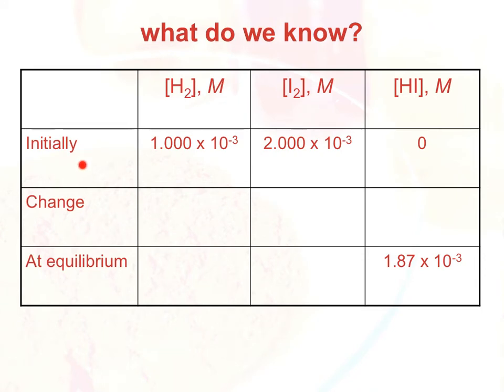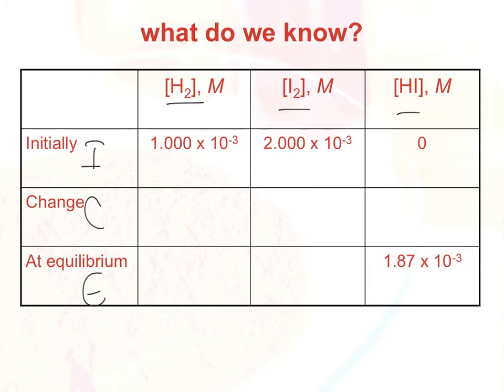Okay, notice I have my initial, my change, and my equilibrium. This is ICE, as we've discussed. So ICE is what we're going to see here. And then we have our reactants and our products. So what we then look at is basically what the question has told us.